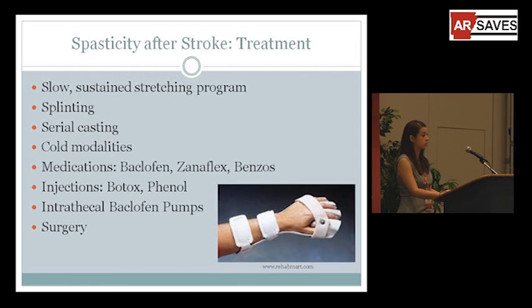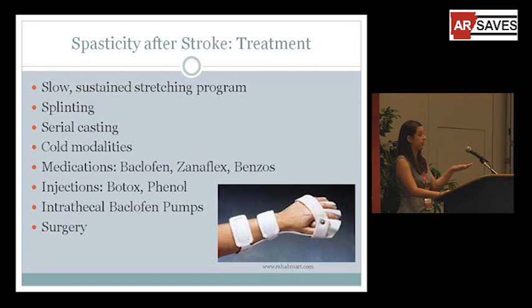Treatment-wise, we use slow sustained stretching. It's our first line of treatment. It helps if these patients have slow sustained stretching right before a transfer to prevent exacerbation of spasticity. We can also use splinting to help prevent this. Resting hand splints and resting ankle splints are important in the acute care setting to prevent spasticity from causing contractures and deformities that can hinder the rehab process and functional outcomes later.